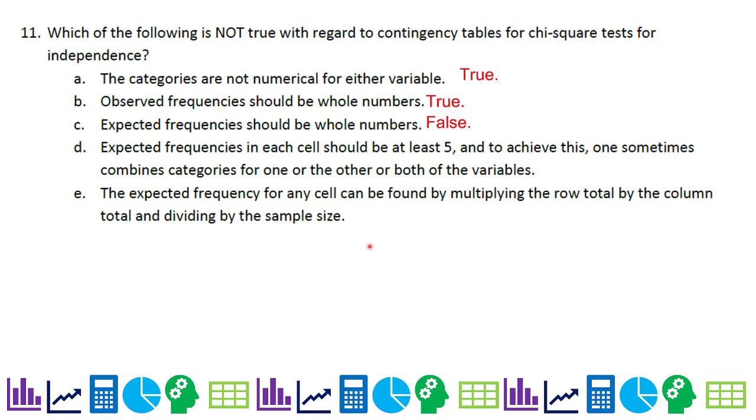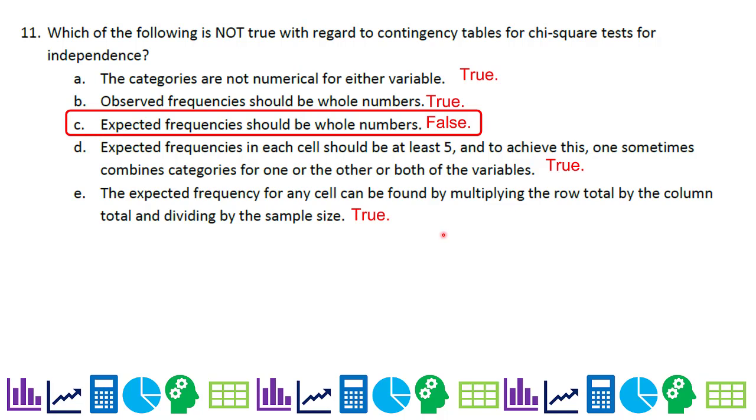Expected frequencies in each cell should be at least 5. And to achieve this, one sometimes combines categories for one or the other or both of the variables. So I do discuss that in the notes if you did the notes. The expected frequency for any cell can be found by multiplying the row total by the column total and dividing by the sample size, which would be the grand total, and this is true. So the only false one is C.